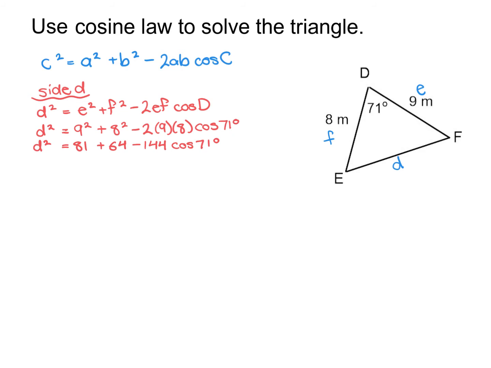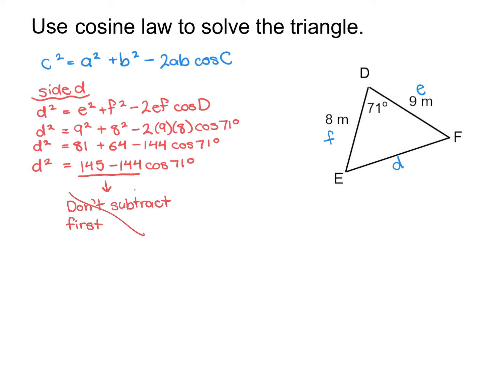Okay, let's calculate it even further. So leave the D squared. And 81 plus 64 comes to about 145. Minus 144 times cos of 71 degrees. Now the next part is very important. Do not, and I repeat, do not subtract 145 with 144. Okay, we don't do that first. Because notice we've got this section here, which means you've got to multiply the 144 with cos of 71. So do the multiplication first.